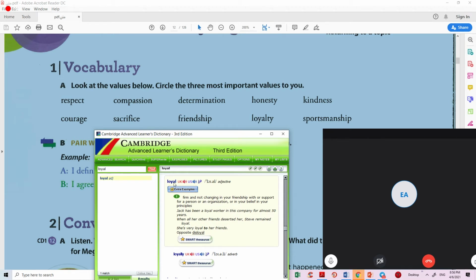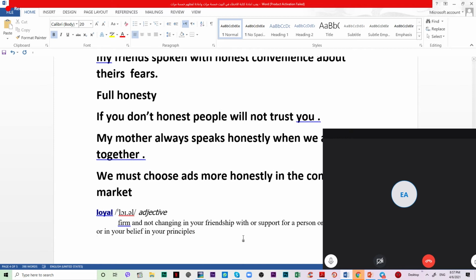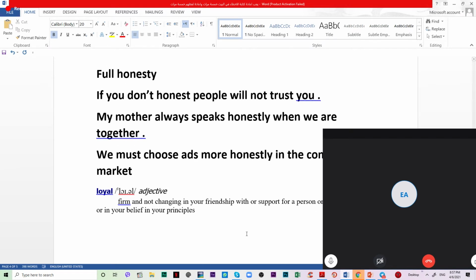Okay, it means you are going to support someone and stand with him in difficult times. Loyal means مخلص أو وفي. Example: my mother is loyal, هي وفية أو مخلصة. Because she always stands with my father in difficult times.